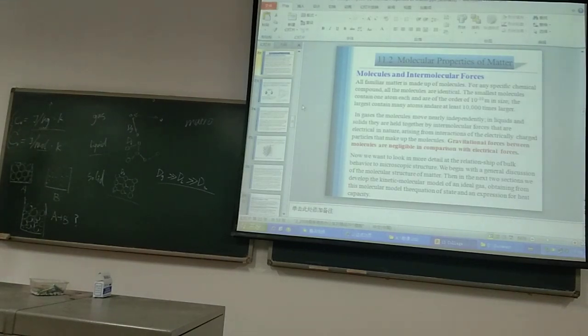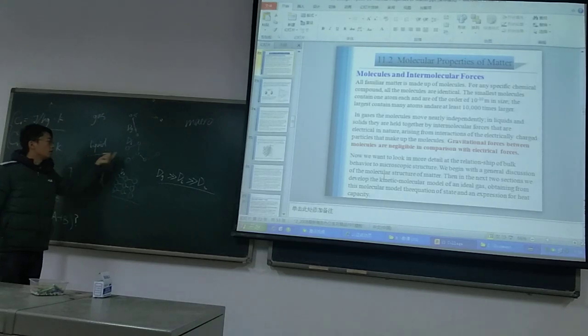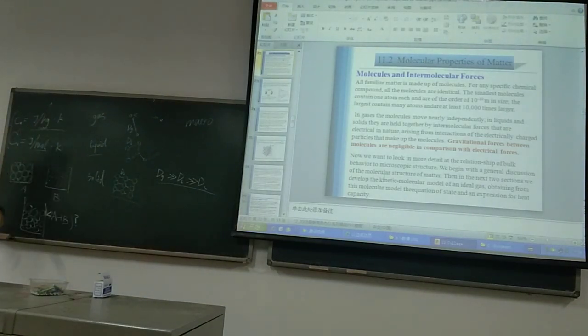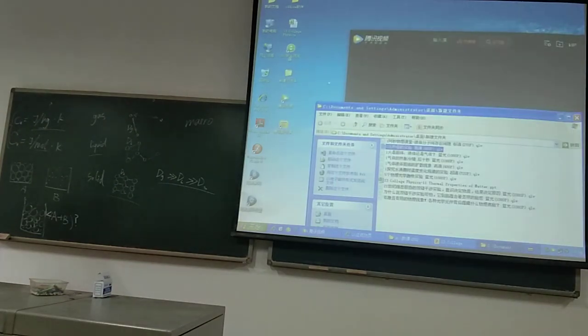Of course not, because the sand can enter the space between the stones. Thus, the volume of it will be smaller than the addition of A and B. And a similar thing happens for liquid and for gas, because with different kinds of liquid, the distance between molecules is different, similar to the stones and the sand. And here is the video.